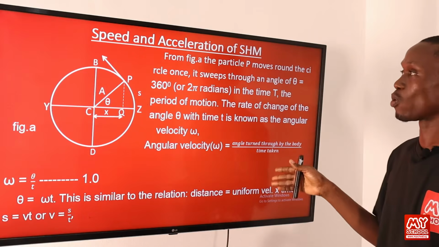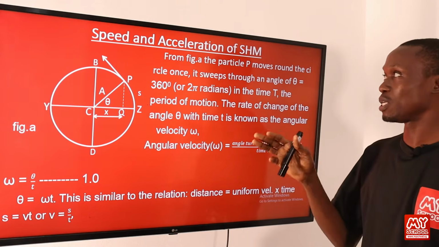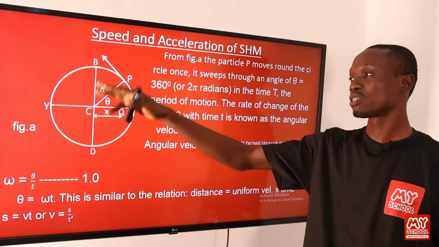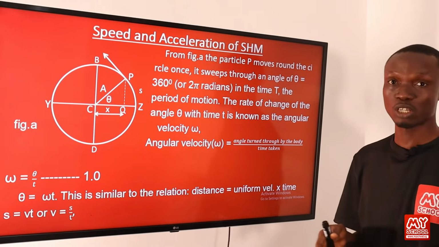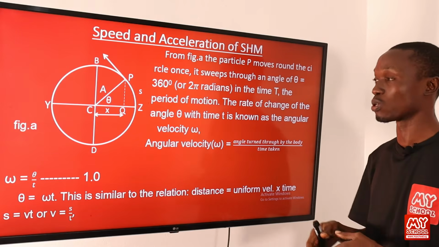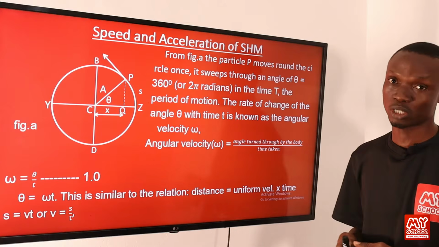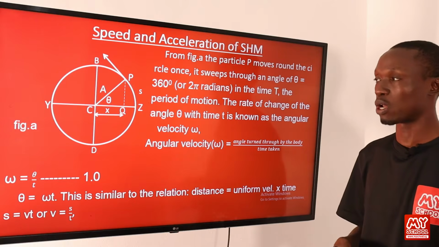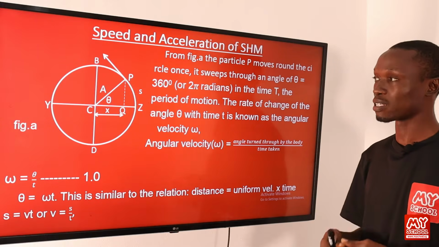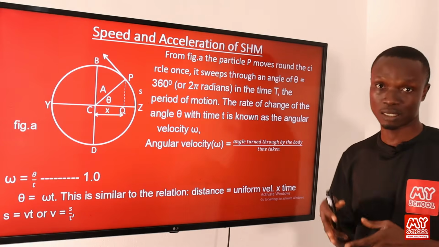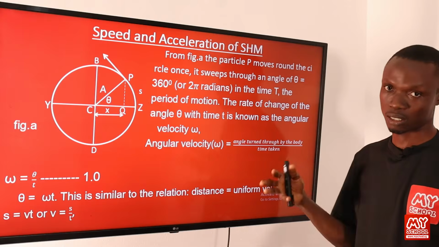On this slide, we are going to be discussing speed and acceleration in simple harmonic motion. Using this diagram, we are going to show that there is a relationship between simple harmonic motion and circular motion. And also from this diagram, we show the relationship between linear and angular speed, and lastly, the relationship between linear acceleration and angular acceleration.